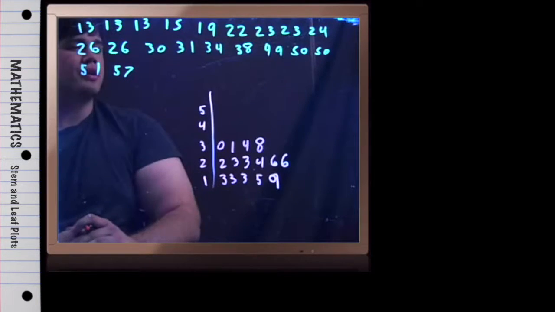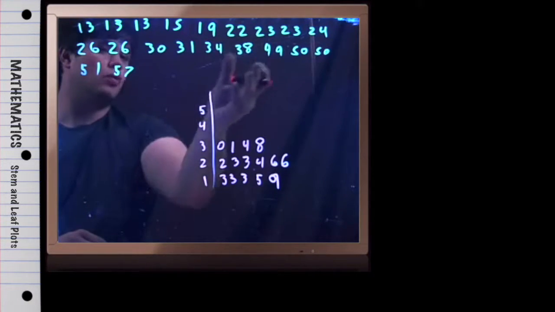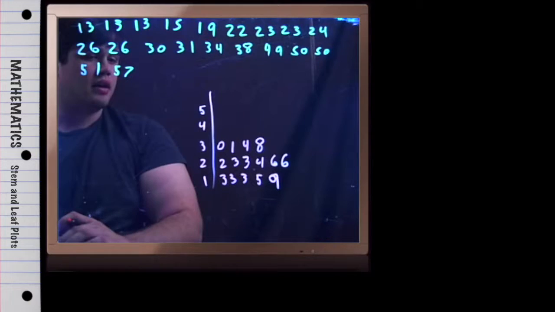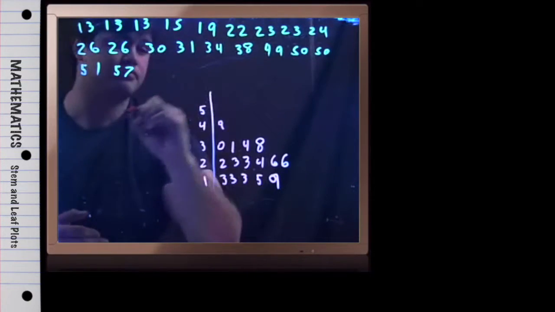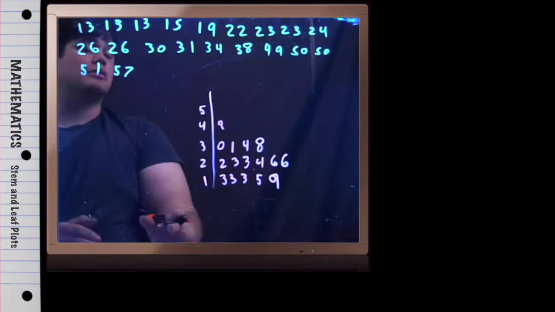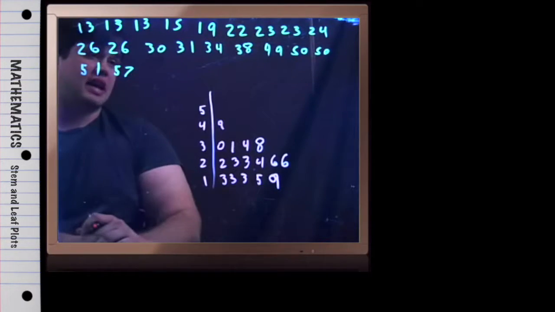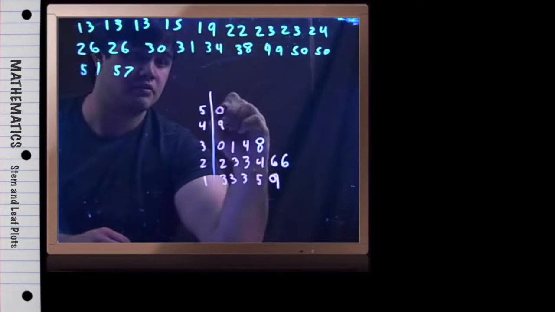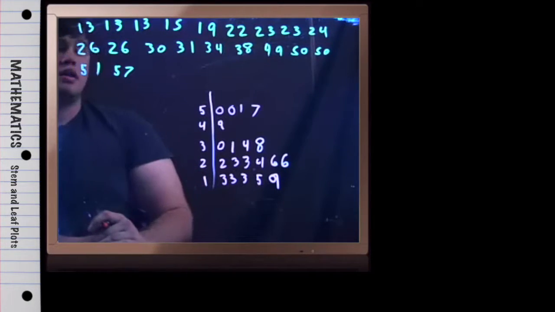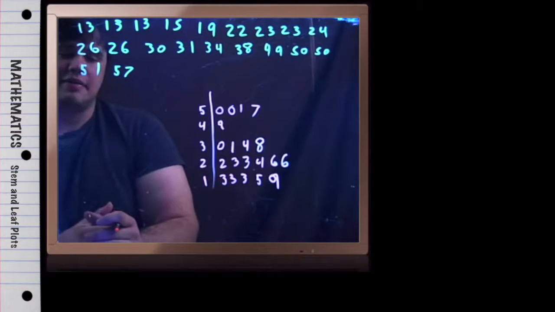When we go to the 40s, we can see that there's only one, 49. So just right here next to this 4, we're going to put the 9. And then finally, we're going to move into the 50s with a 5 in the tens place. So that's 2 50s, a 51, and a 57. So that is how we create a stem and leaf plot.